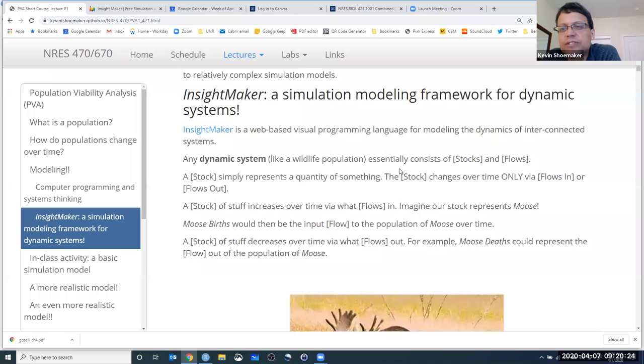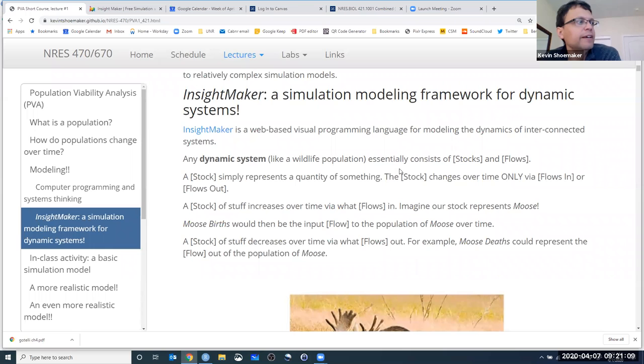Then I just introduce the Insight Maker modeling tool, which is a free web-based tool for doing what is called complex systems modeling or stock and flow modeling. And so Insight Maker is easy to use, it's visual, it's intuitive, so it's pretty easy to get started with, but it's also very powerful. You can do a lot with Insight Maker, including what is commonly considered the basic tasks of computer programming. So by building your own models in Insight Maker, you are doing computer programming. It's a visual, intuitive programming language.